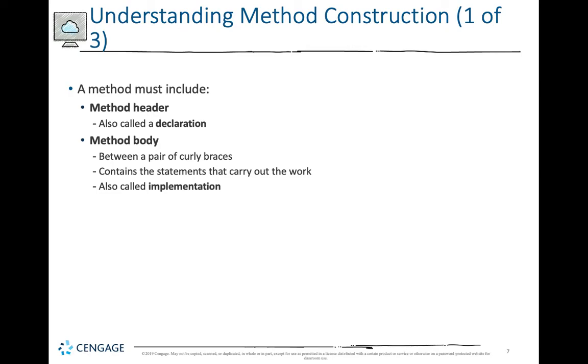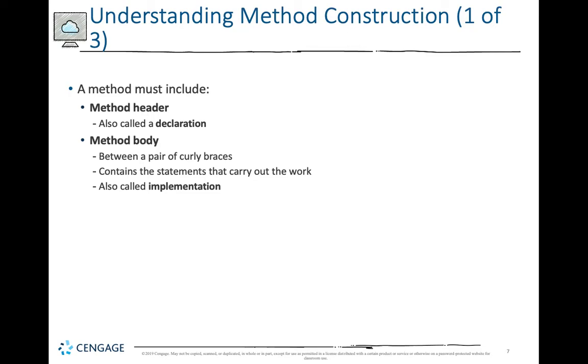So a method must contain a method header. And the method header is often called the method signature. It's sometimes called a method declaration. Whether it's called a method signature or a declaration, it has to have that piece of code at the top. Underneath the method header is the method body, and the method body is the piece of code that's in between the curly brackets or the curly braces. So you have an opening curly brace at the end of your method header and a closing curly brace.